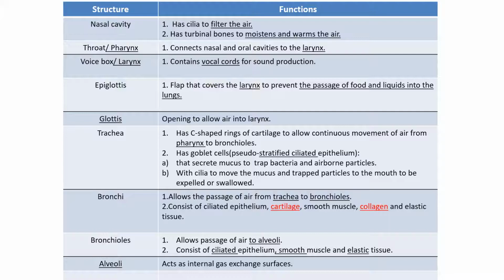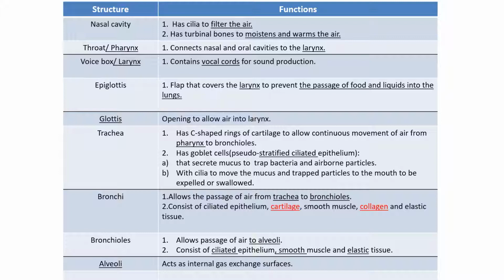The nasal cavity has cilia, which function to filter the air, and it has turbinate bones to moisten and warm the air. The throat, also known as the pharynx, connects the nasal cavity and oral cavity to the larynx.